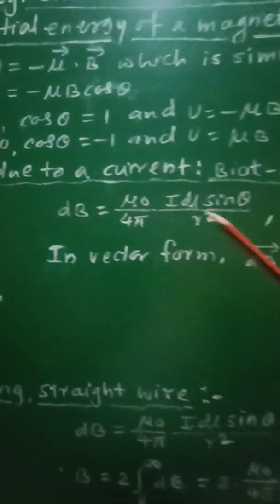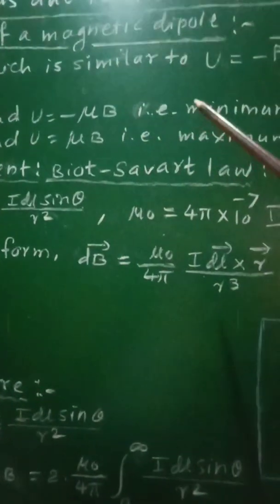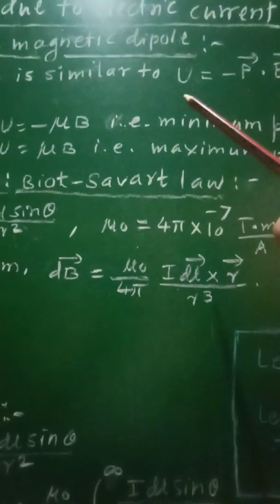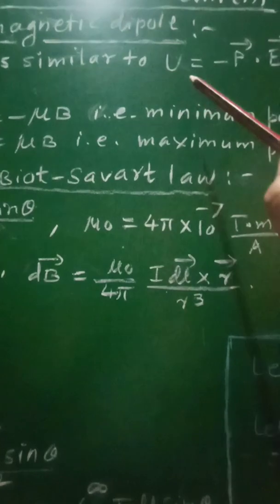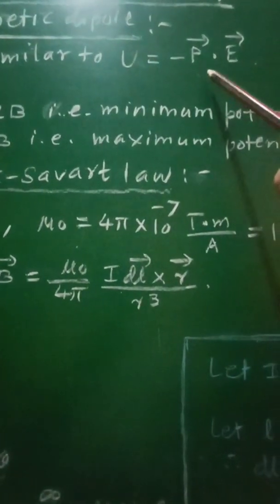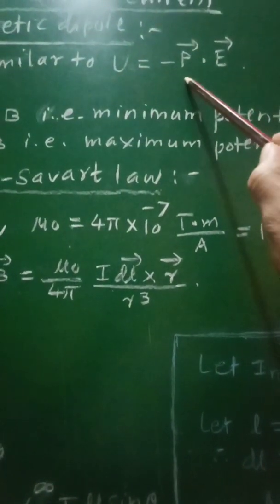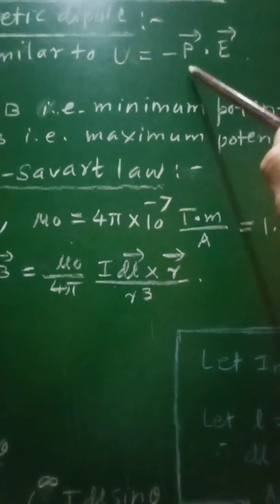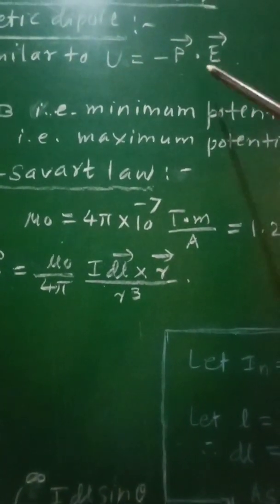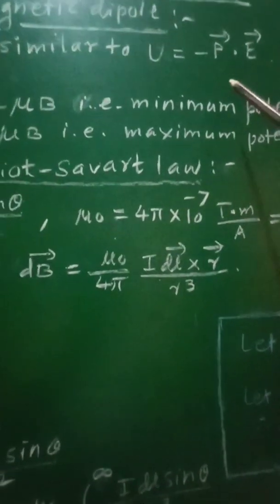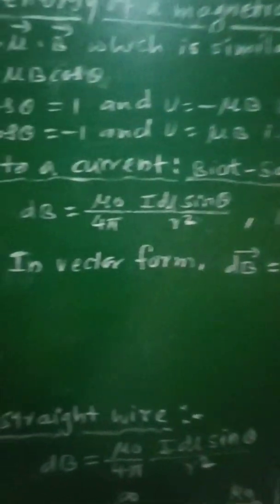Now this relation is similar to that of the electric potential energy of the electric dipole. U is equal to minus P dot E, where P represents the electric dipole moment and E is the electric field. So both these relations will be similar.